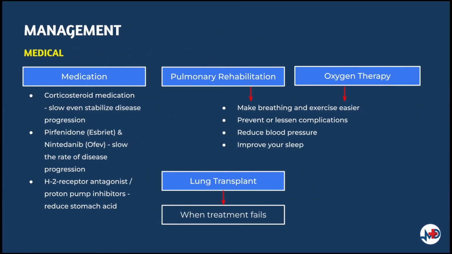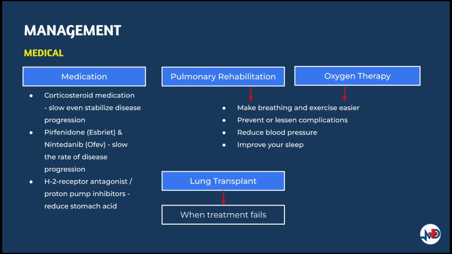When it comes to management, the lung scarring that occurs in interstitial lung disease can't be reversed, and treatment will not always be effective in stopping the ultimate progression of the disease. Some treatments may improve symptoms temporarily or slow the disease progress. Others may help to improve quality of life.